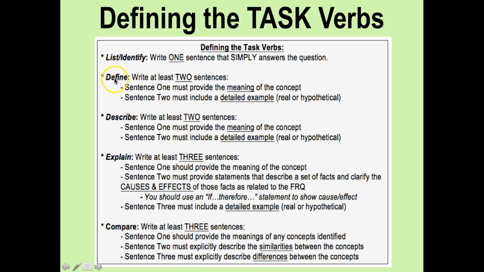If a task asks you to either define or describe, you'll notice that the way I recommend you answer a define or describe task is exactly the same. Put down at least 2 sentences. Your first sentence should provide an explicit meaning of the concept. Your second sentence should provide a specific detailed example showing the concept. Your details can be real, something maybe you've learned from history or something in current events, or if you want to use a hypothetical example, that is fine as well. Remember, this is for define, this is for describe.